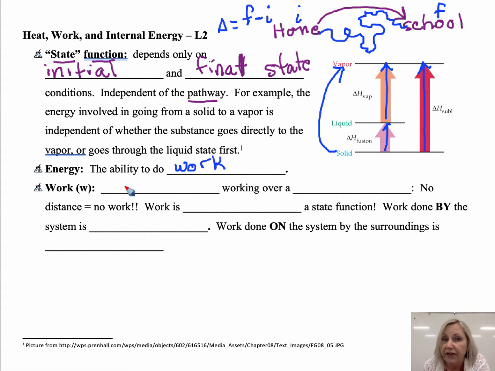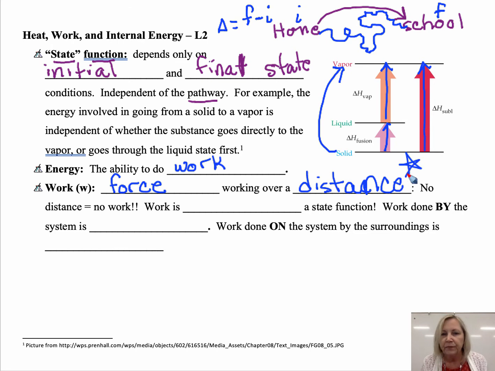Energy is the ability to do work. Now, work is going to be defined very specifically in chemistry as it is in physics. Work is a force acting over a distance. And that's really key here, the concept of distance. So I can push and push and push on the wall all I want, but that wall's not going to move. And if the wall doesn't move, I've not done any work. I've expended energy, but that energy has not done work for me. So work is not a state function.